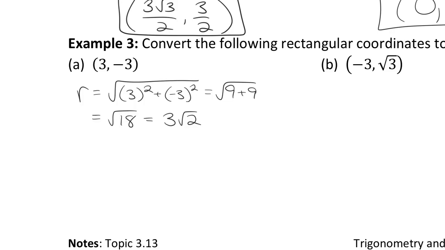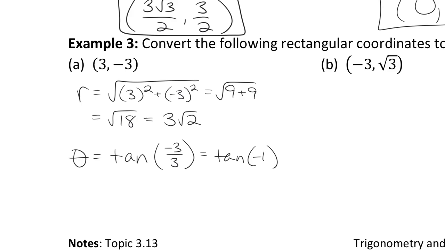Now we need theta. Theta is found by doing inverse tangent of the y divided by the x. The x value here is a positive 3, so I don't need to add pi to this answer. Only when the x is negative do you do plus pi at the end. Well, my friends, what is negative 3 over 3? Negative 1.